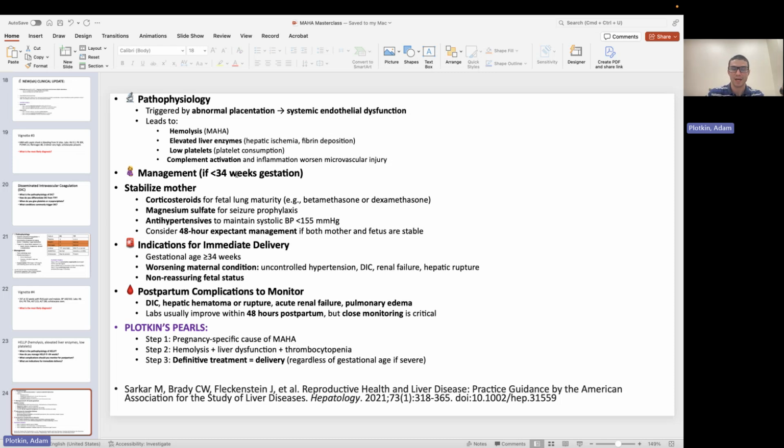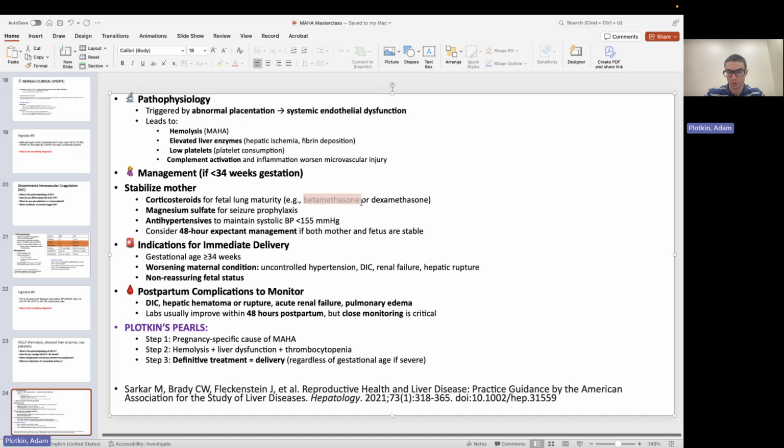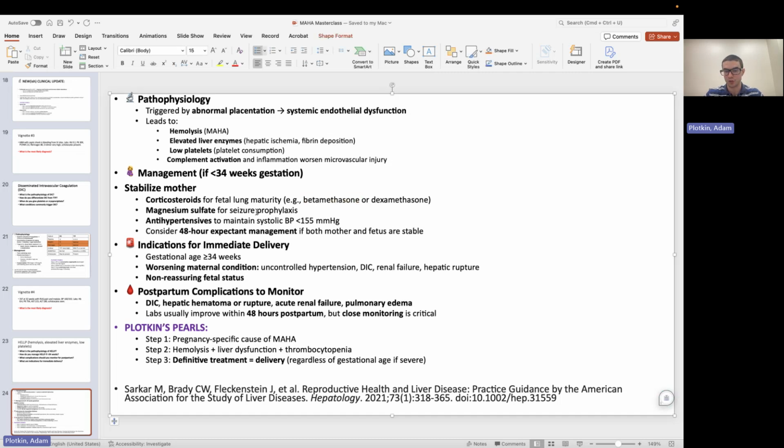For management, if the patient's less than 34 weeks, we want to stabilize the mom. Usually up to 34 weeks is an indication to give corticosteroids, like betamethasone is usually the go-to, for fetal lung maturity. We can give magnesium sulfate if we're concerned for seizure, like seizure prophylaxis, if this patient has qualified for eclampsia, which again is going to be its own lecture I'll do at some point, because that's too long to do in here. It wouldn't do it enough justice.